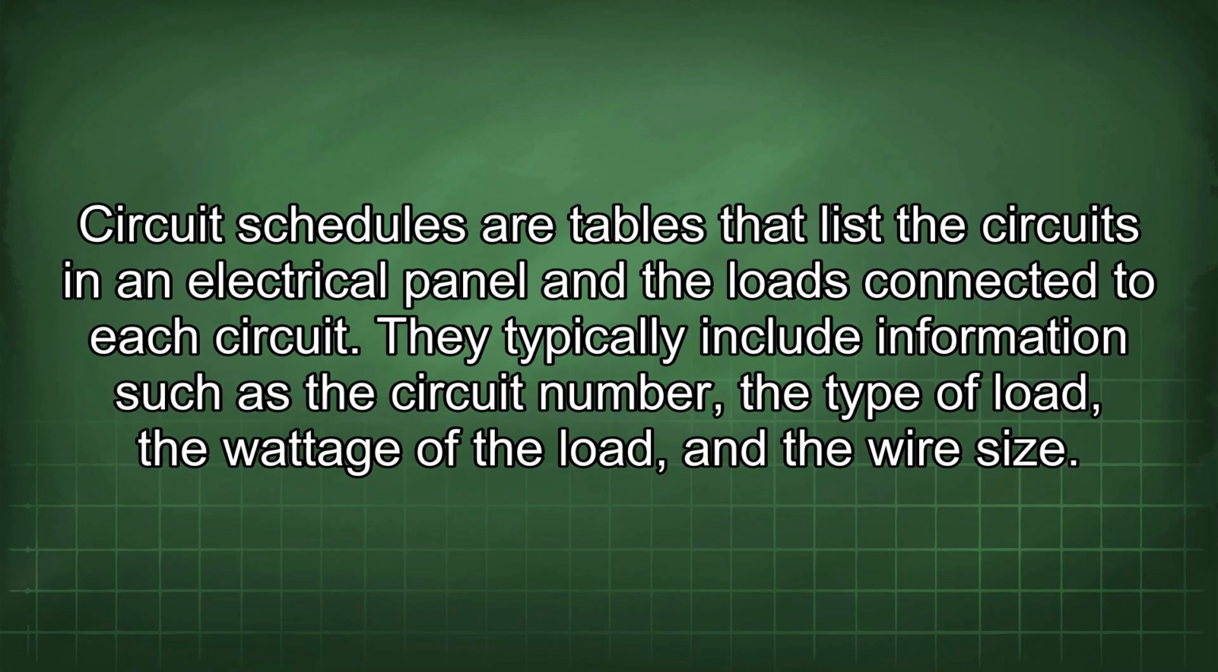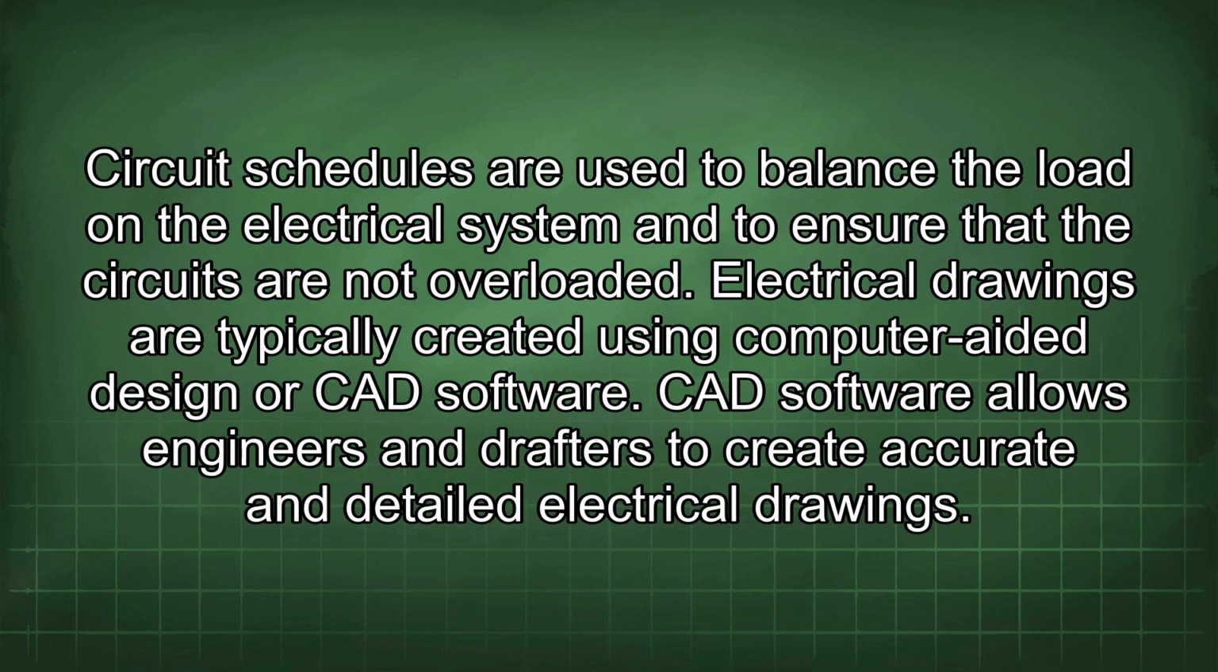Circuit schedules are tables that list the circuits in an electrical panel and the loads connected to each circuit. They typically include information such as the circuit number, the type of load, the wattage of the load, and the wire size. Circuit schedules are used to balance the load in the electrical system and to ensure that the circuits are not overloaded.